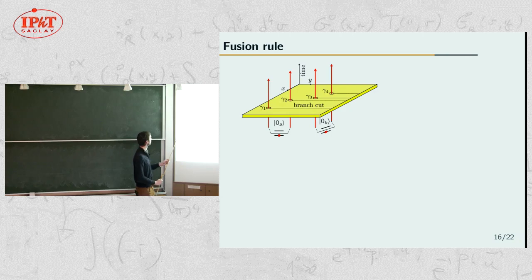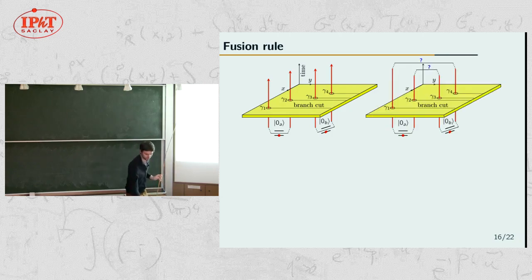So instead of pairing 1 and 2 and 3 and 4, I can pair them in different ways. So for example, I could take 2 and 3 together, or 1 and 4 together, and ask what is the state of this new fermionic mode.